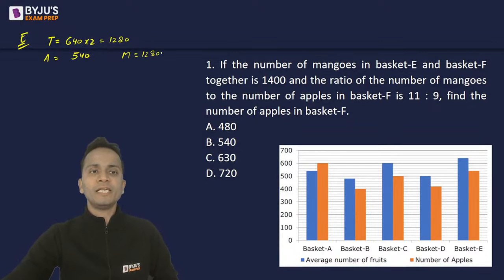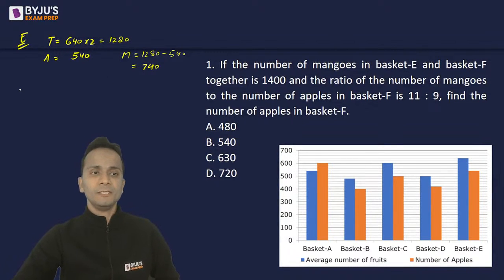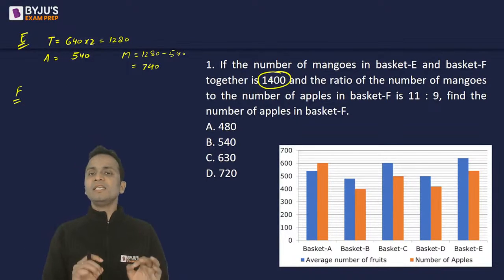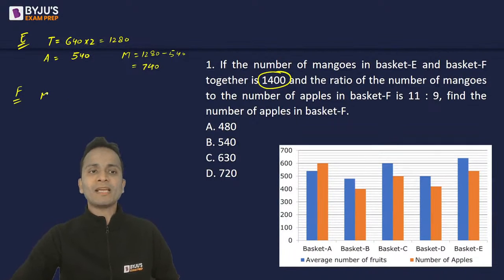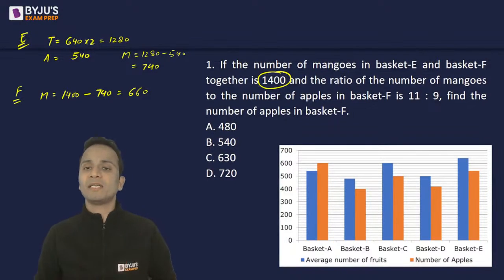That will be 1280 minus 540, which comes out to be 740. So the number of mangoes in this basket is 740. That is basket E. Now they have given that together in baskets E and F, the total number of mangoes is 1400. So the number of mangoes in basket F will be 1400 minus the number of mangoes in basket E, that is 740. So 1400 minus 740, that is 660, is the number of mangoes in basket F.